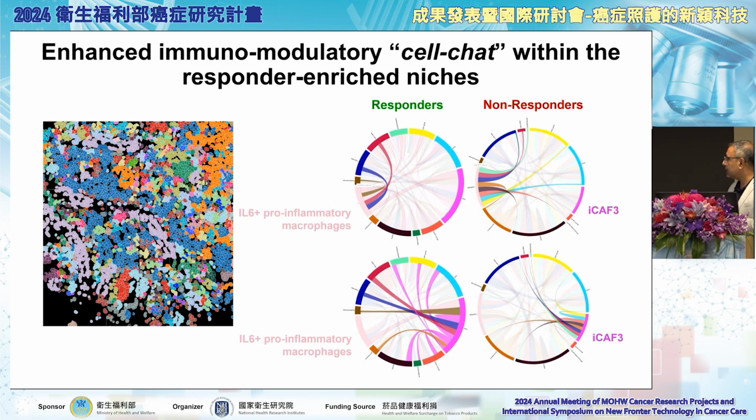And what we find is that there are indeed enhanced immunomodulatory interactions between the cell types or individual cell states that are enriched in these niches in responders, specifically these interactions between the IL-6 positive pro-inflammatory macrophages and the ICAF3, and something that we don't really see in the non-responders.